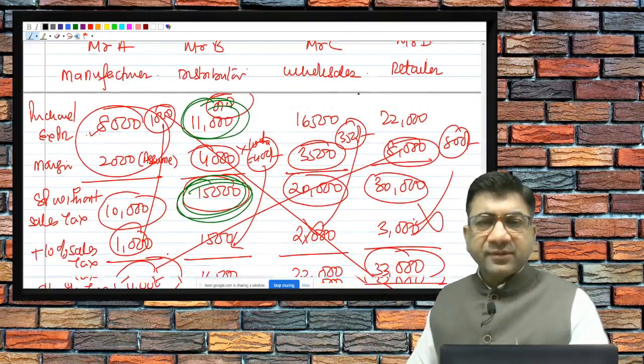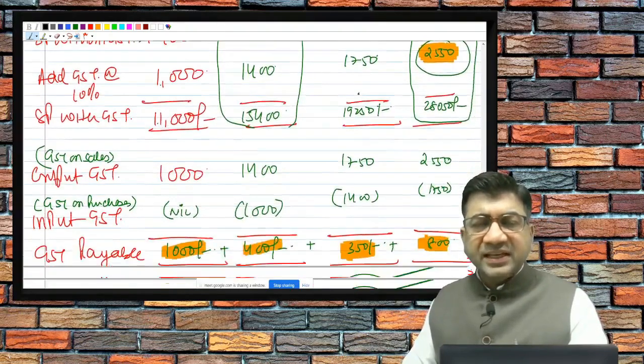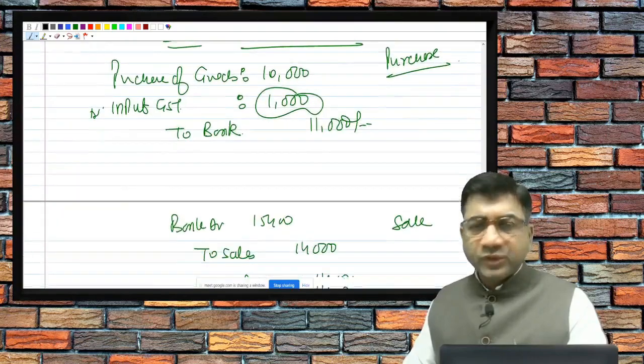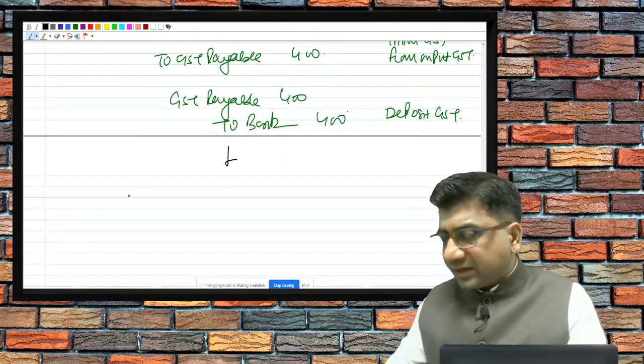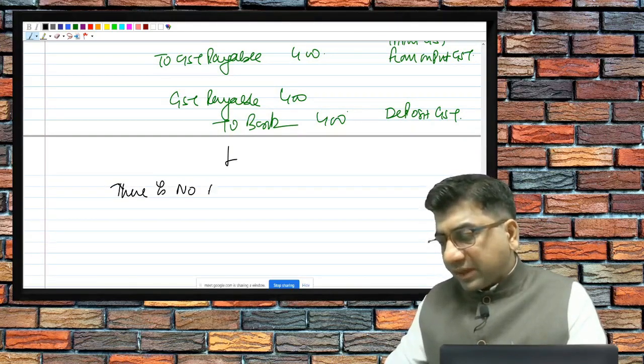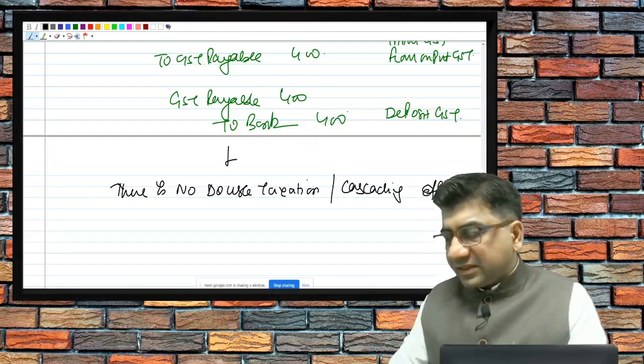Now do you think in this example, once we do under GST, is there any cascading effect? No. Write down, there is no cascading effect under GST. There is no double taxation / cascading effect under GST.